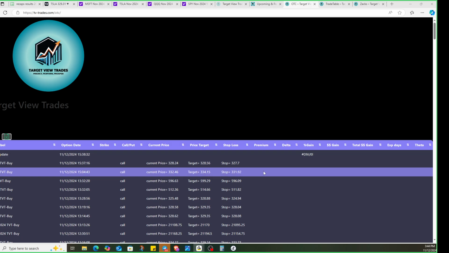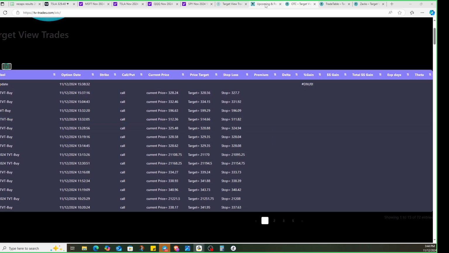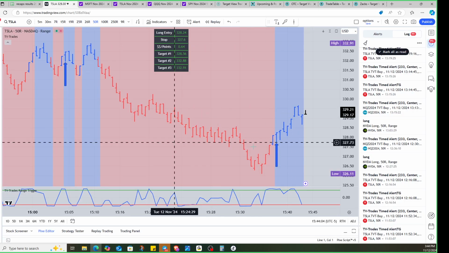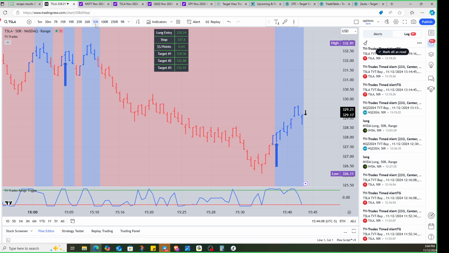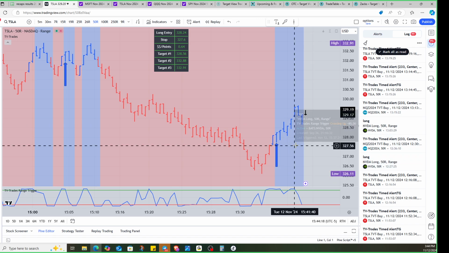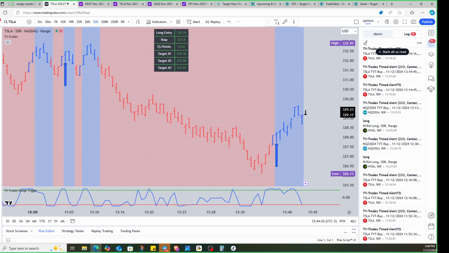It does do that. What it does is it takes the software that I've created, the TV trade software, and on the time frame that I choose, which is a 50 range time frame, it'll alert you anytime that one pops up. And I can do up to 400 different symbols at once. So yeah, I can do it for a whole bunch, but it's going to be triggering a whole bunch of alerts, you know.